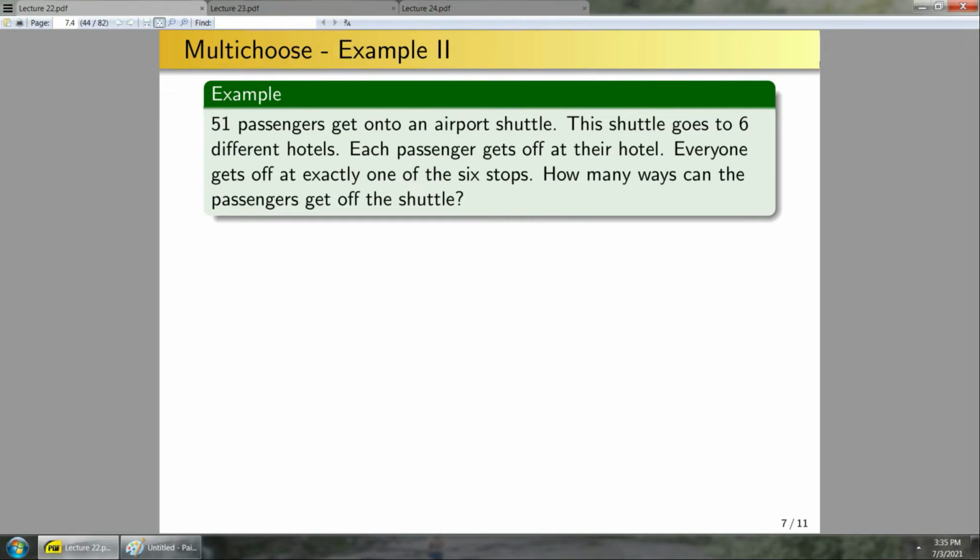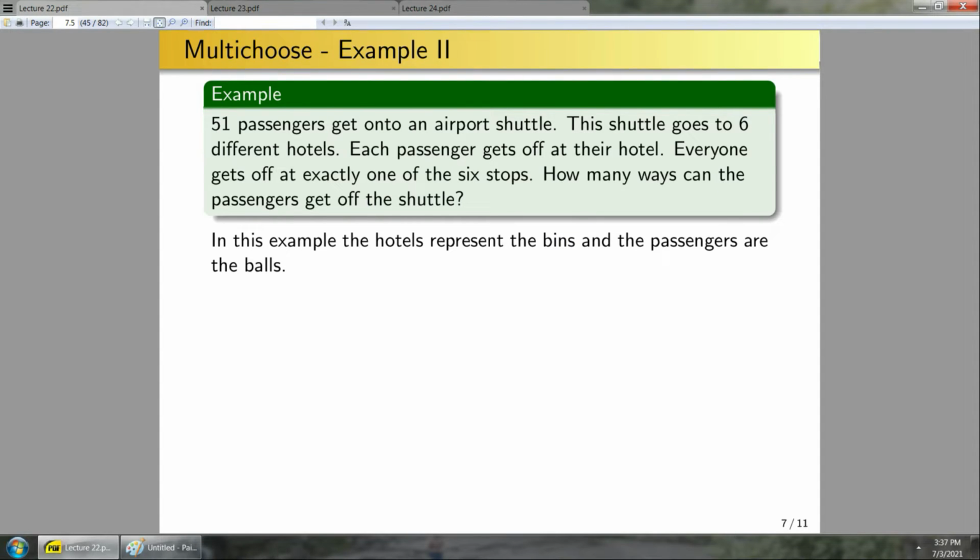The first thing we need to do is identify what type of problem this is. Here, I'm treating each one of these 6 different hotels as a distinct bin, and I have 51 passengers, but I'm not drawing a distinction between the passengers, so I could treat the passengers like balls in this case. So in this example, the hotels represent the bins, and the passengers are the balls.